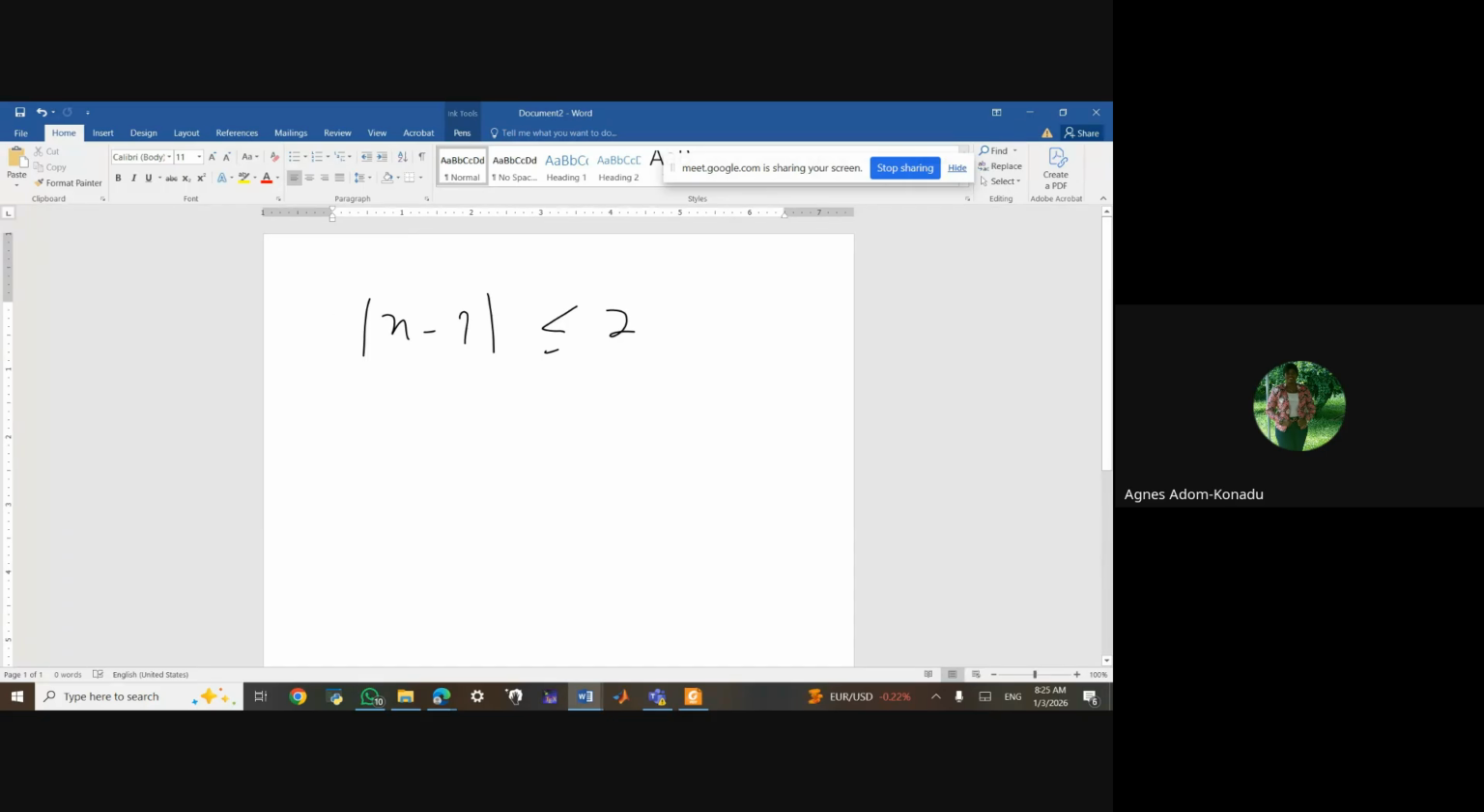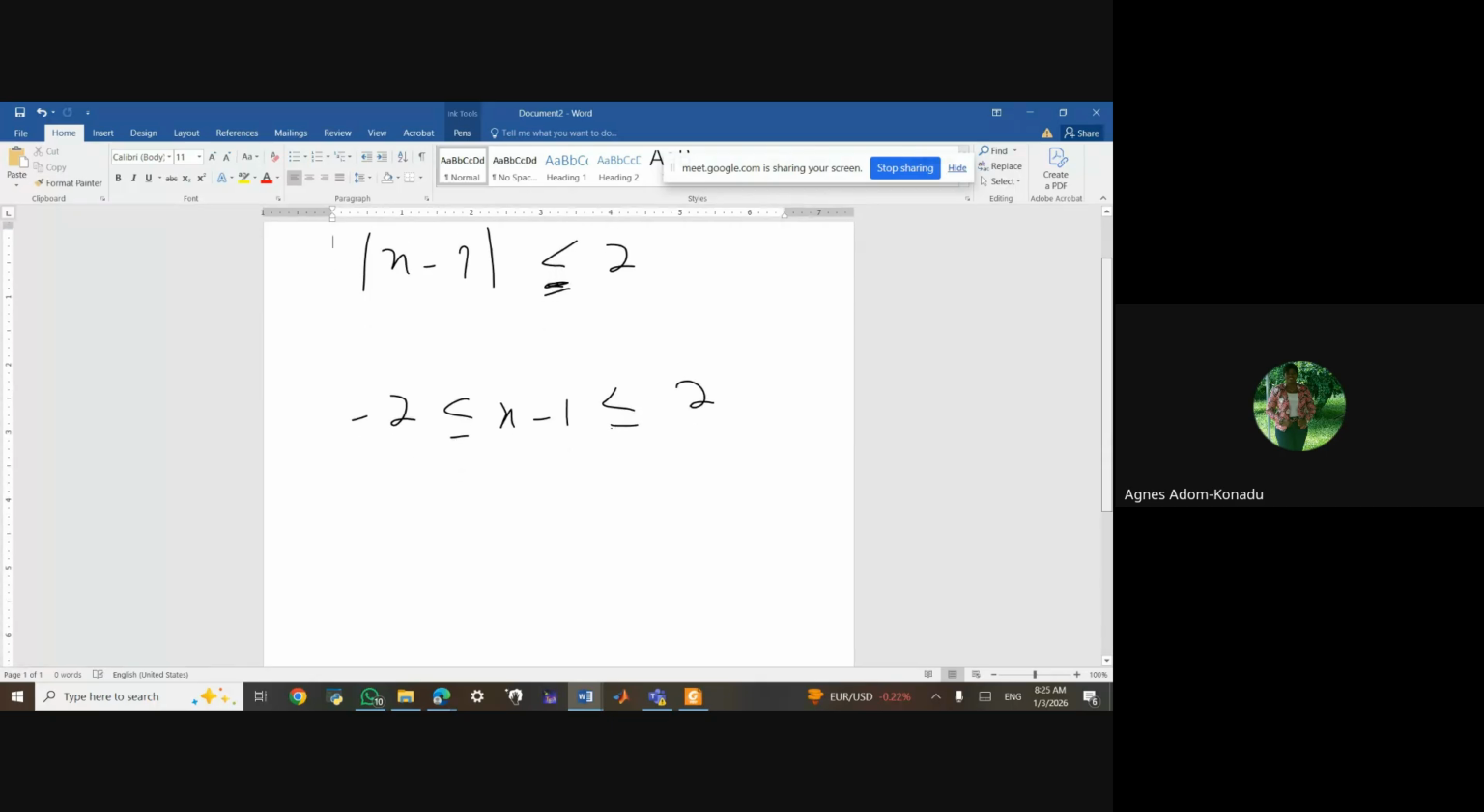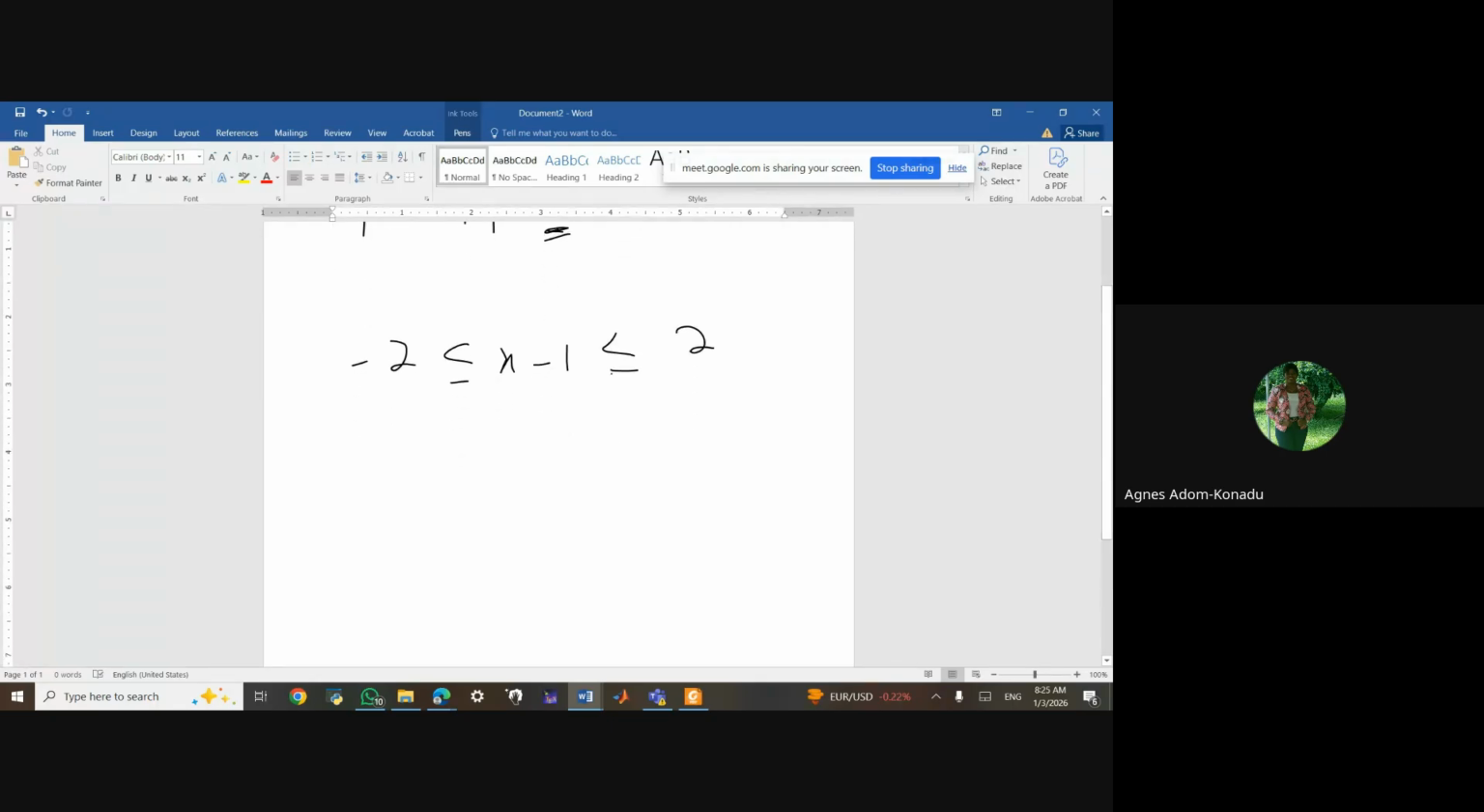Okay, so from the theory, we know that when you have something like this, it's the same as minus 2 less than or equal to x minus 1, less than or equal to 2. So we'll solve. To solve this, I can add 1 across both because I have negative 1 here. So I add 1 on both sides.